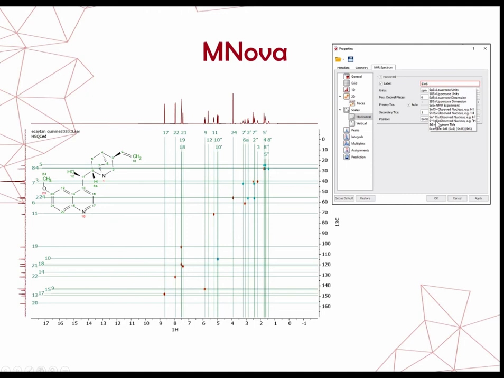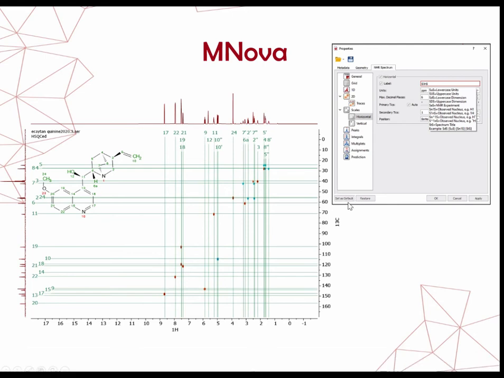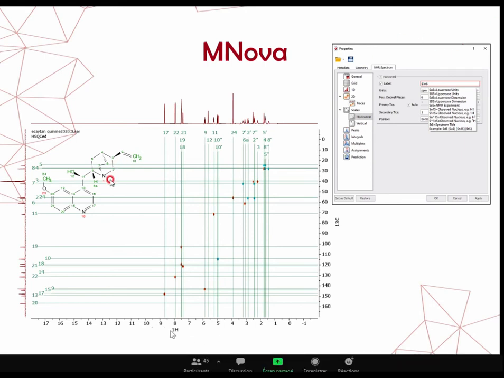If you have several codes, and if you want to make the observed nucleus appear, it's very easy, and if you set it as default parameters, every time you open a new spectrum, you will have the nucleus. It can be very useful, especially if you work with heteronuclei like fluorine or phosphorus. Each time you open a spectrum, you will know which nucleus is being observed.